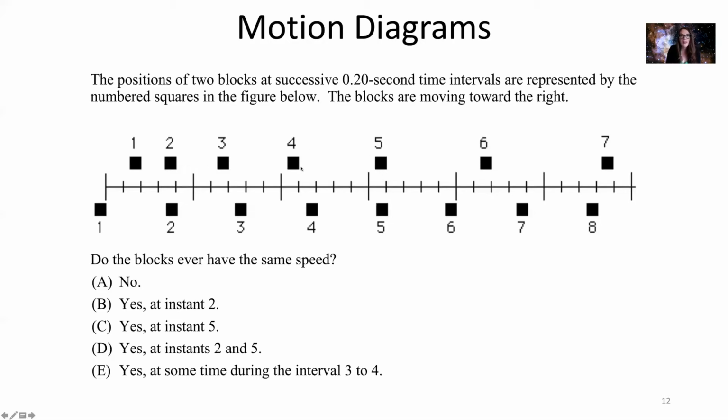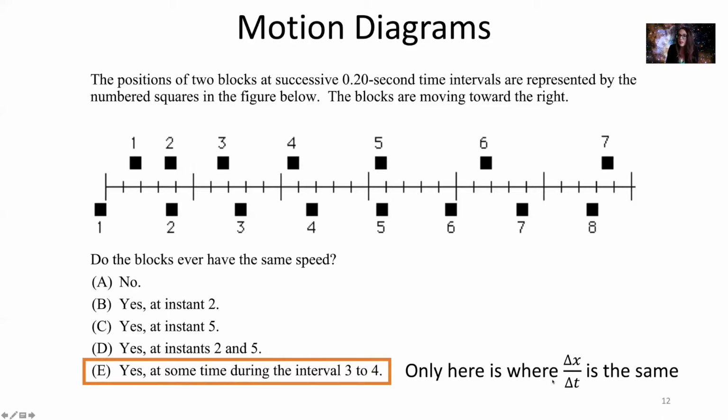So let's check to see if there are any others that might work. Between 4 and 5, on top here, we're going 1, 2, 3, 4, 5 units. So that doesn't equal the speed that we have on the bottom here, and the distance just keeps on getting larger between the consecutive intervals on top. So then, do the blocks ever have the same speed? Yes, they do. At some time during the interval between 3 and 4 would be the answer here. Yep, only here is where we have the same change in position over change in time.